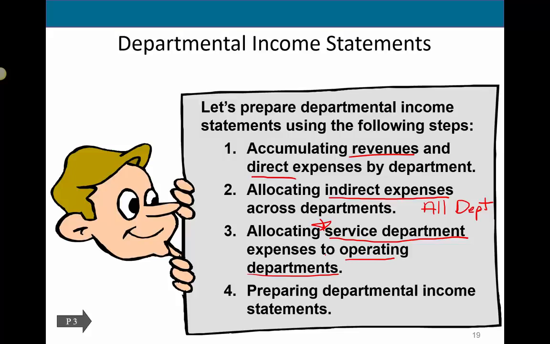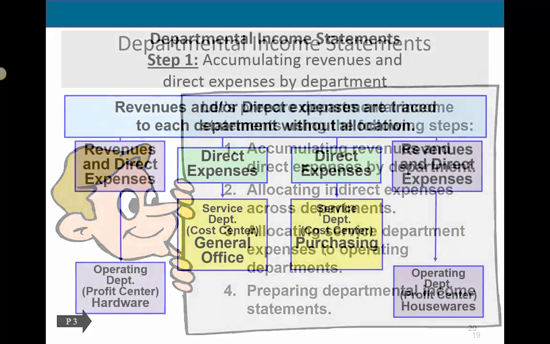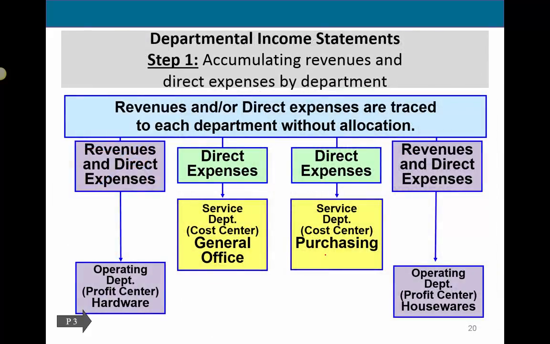Starting with sales, subtracting all the expenses from the sales or revenue gives us an income for each department. Okay, so this is kind of another way to look at the steps. So we're going to walk through it one more time here.